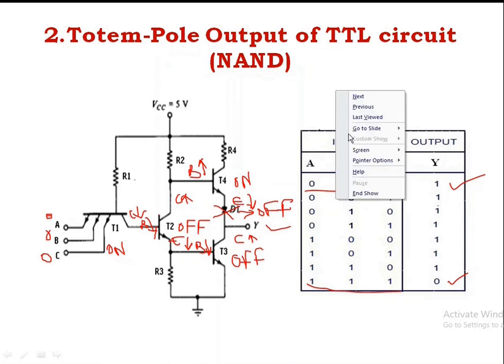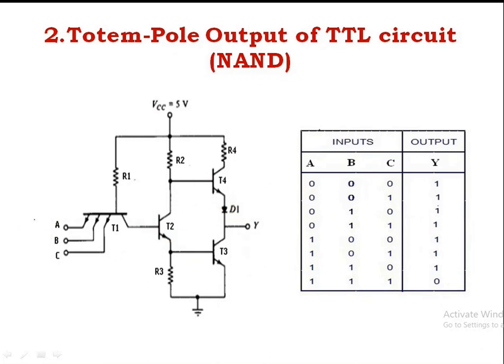Let me assume that all the inputs A, B, C are 1. When all the inputs are 1, transistor T1 is on. Once transistor T1 is on, the collector is low. Once the collector is low, the base is also low. Base low means transistor T2 is off. Once T2 is off, the collector will be high and the emitter will be low.